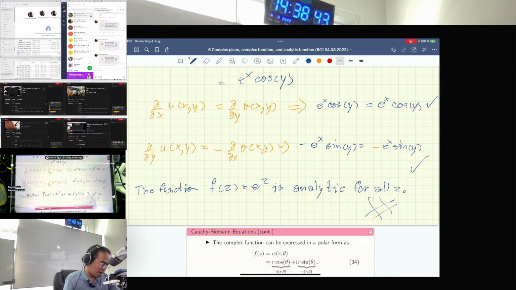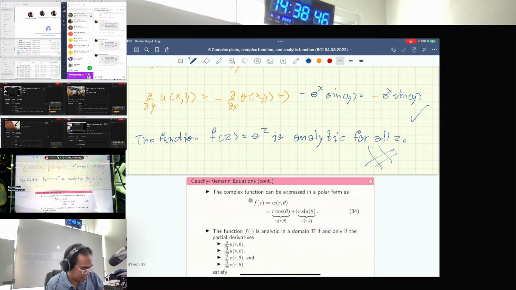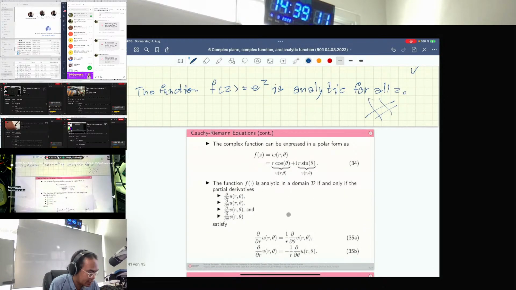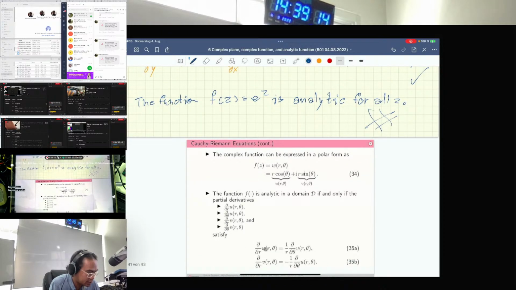Now we talk about the Cauchy-Riemann equations for the polar coordinate system. If f(z) is w, with r and theta, and x plus iy can be written in the polar form as r cosine theta and r sine theta, then we can have four partial derivatives, and the Cauchy-Riemann equations will be like this. ∂u/∂r is 1/r ∂v/∂θ. ∂v/∂r is equal to negative 1/r ∂u/∂θ.